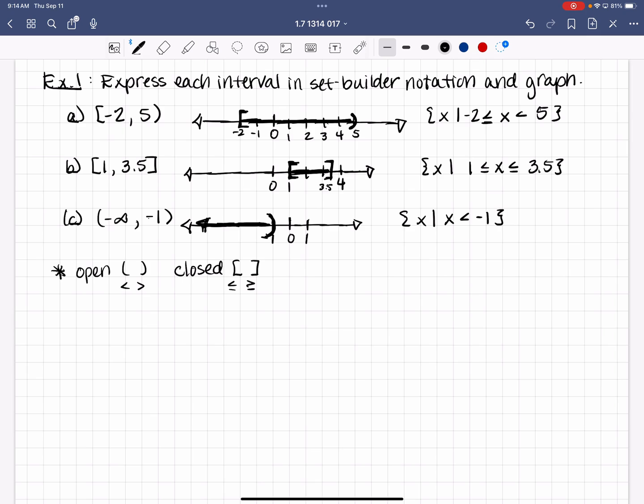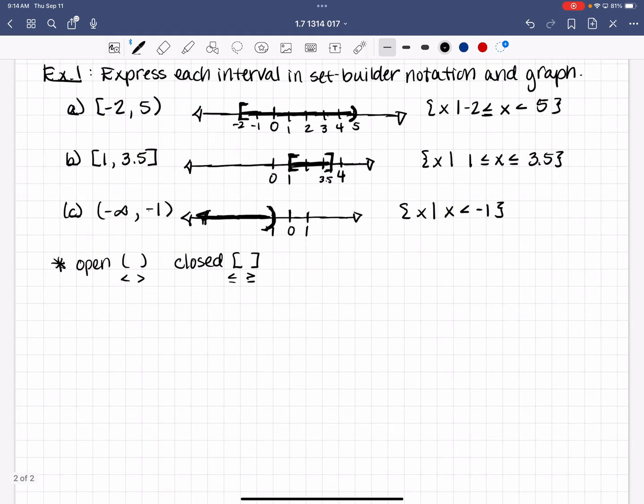All right. Let's talk about intersections and unions of intervals. Oh, that's nice. Okay?